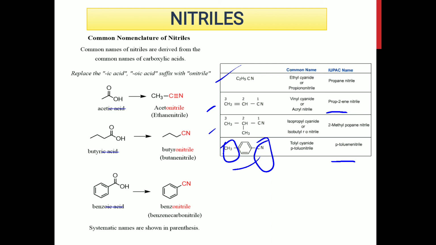Okay, so I hope you understand nitriles and all the other types of carboxylic acid derivatives. So we will stop here. For other IUPAC nomenclature we will meet in the next video.